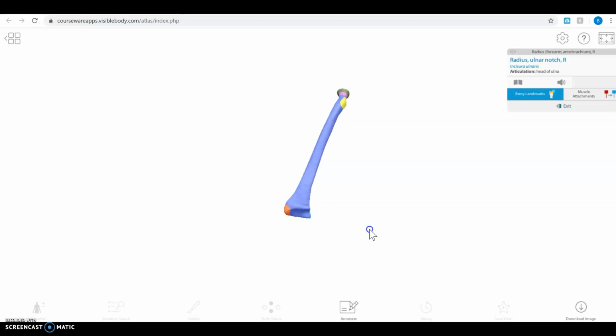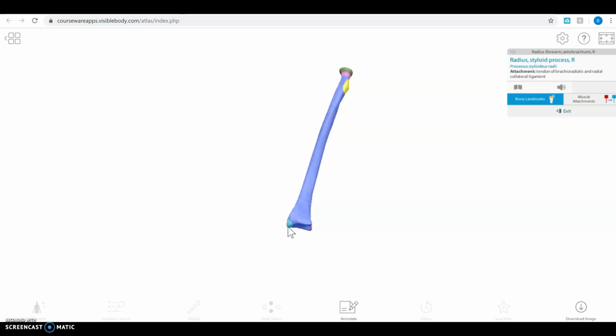Okay, and then you have this styloid process of the radius. Remember, we had a styloid process of the temporal bone. This is the styloid process of the radius, and this always is lateral. You have your wrist bones that sit down here. If the styloid process was on the medial side, it would be digging down into your wrist bones, and that would not be very comfortable.